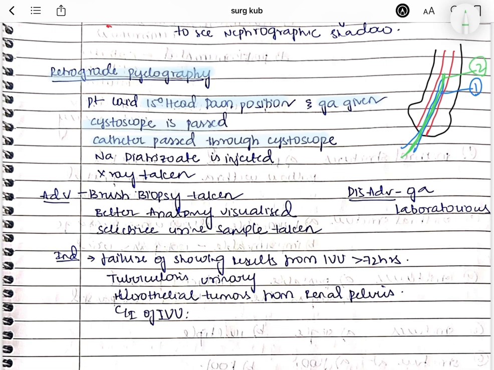So what are you doing? In the urethra, first you'll pass the cystoscope, and through the cystoscope you will be passing the catheter. Now what will you do? You'll inject a dye called sodium diatrizoate, and now you'll take the X-ray.